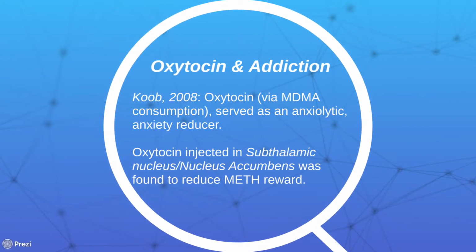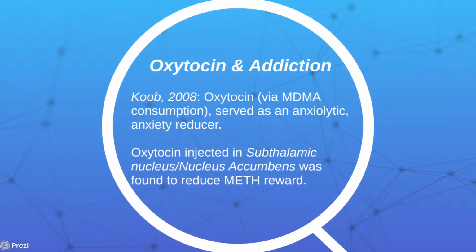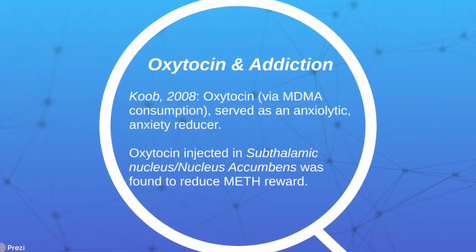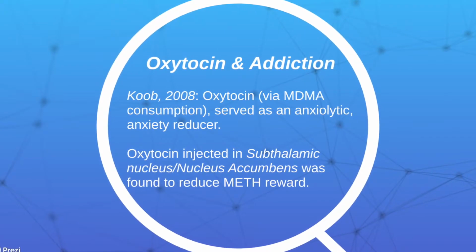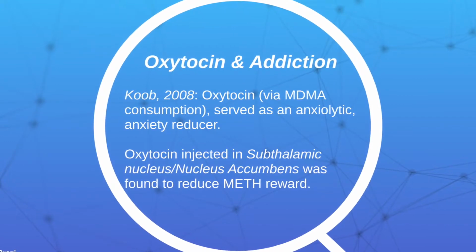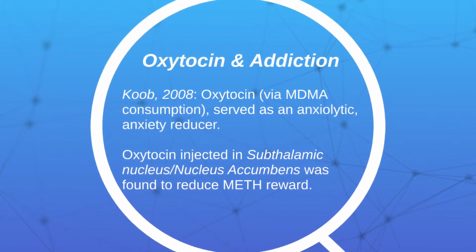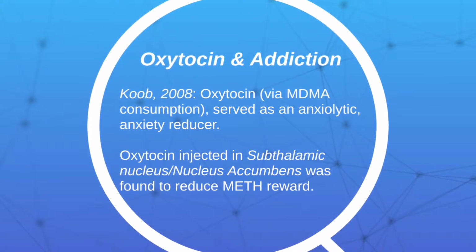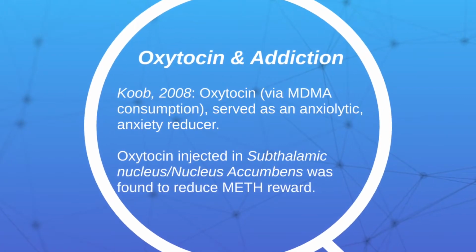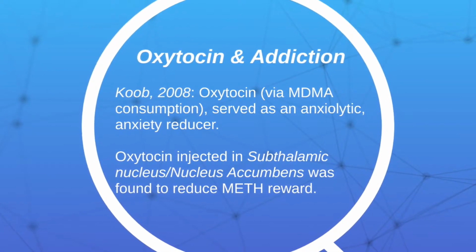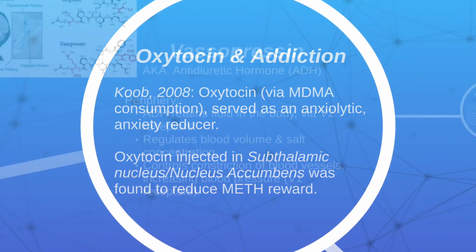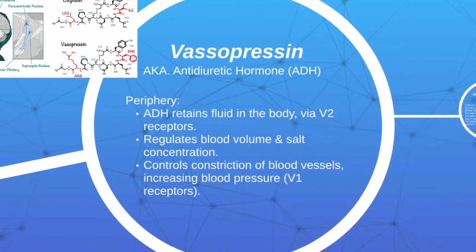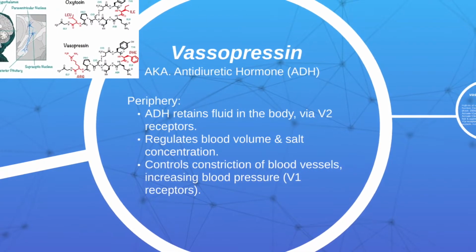Oxytocin and addiction. Kolb in 2008 found that oxytocin via MDMA consumption served as an anxiolytic, an anxiety reducer. Oxytocin injected into the nucleus accumbens was found to reduce meth reward, hence reducing the effects of addiction.